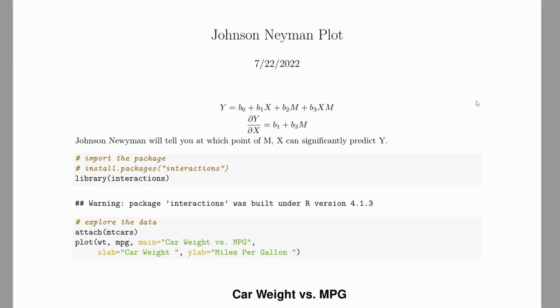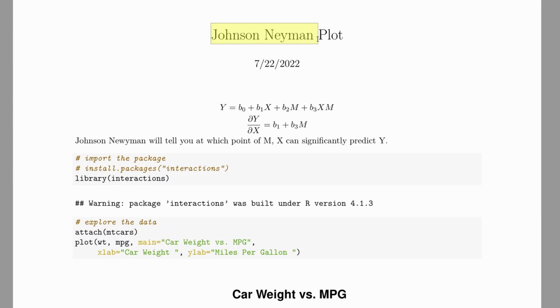This tutorial is about how to plot the Johnson Neyman in R. I have another video about Johnson Neyman in SPSS, where I also explain what Johnson Neyman is and when you can use it. If you have questions about what Johnson Neyman is and when you should use that, you can visit that video.